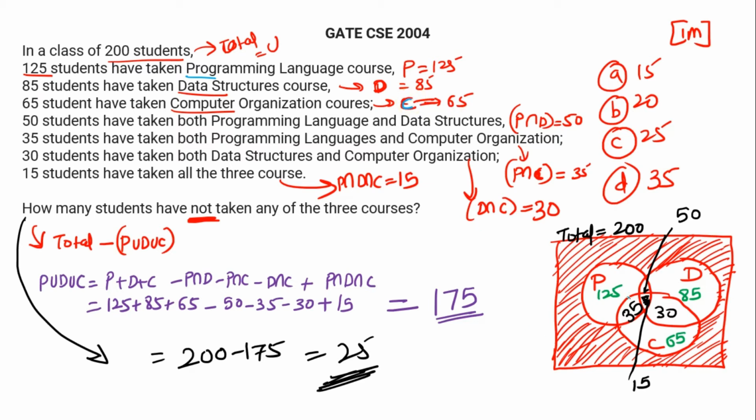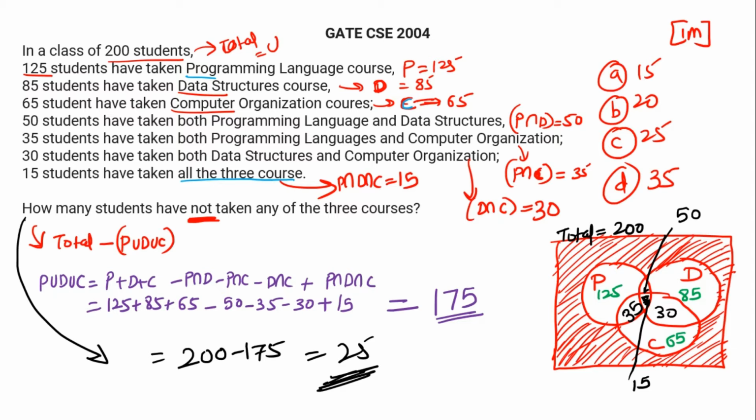So we have drawn this Venn diagram, and 50 students have taken both programming language and data structure. So P intersection D is 50. 35 students have taken both programming language and computer organization. P intersection C is 35. 30 students have taken both data structure and computer organization. D intersection C is 30. 15 students have taken all 3 courses. P intersection D intersection C is 15.